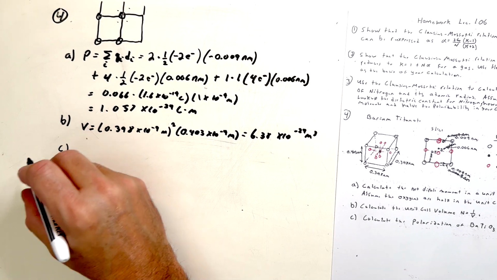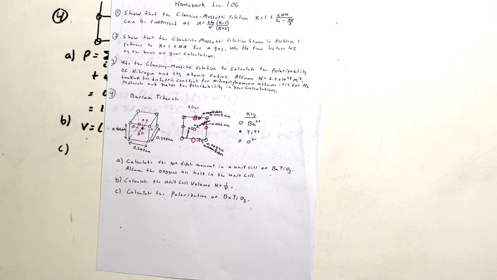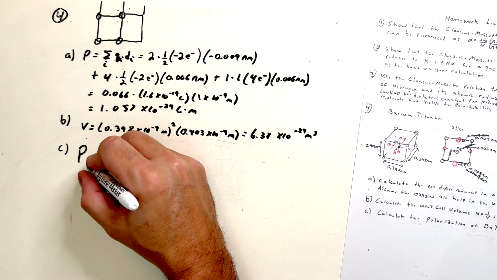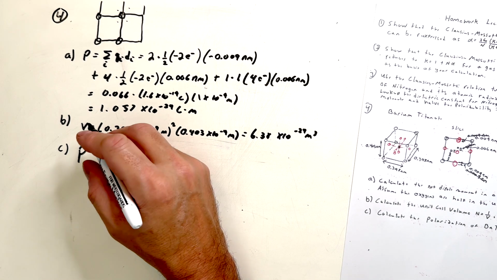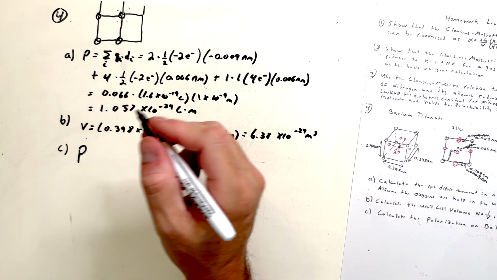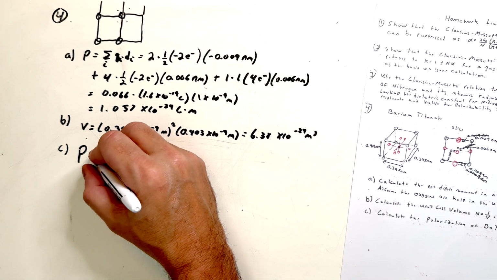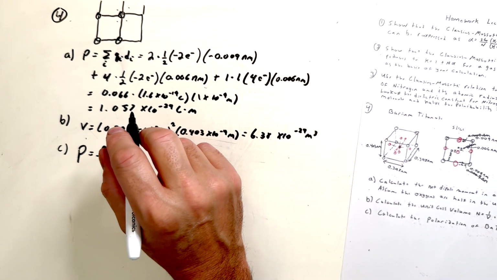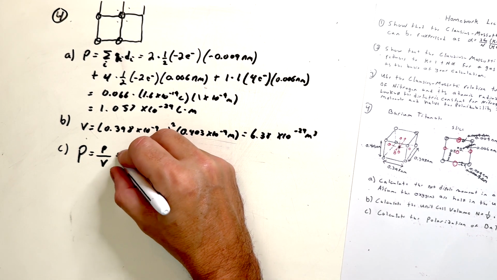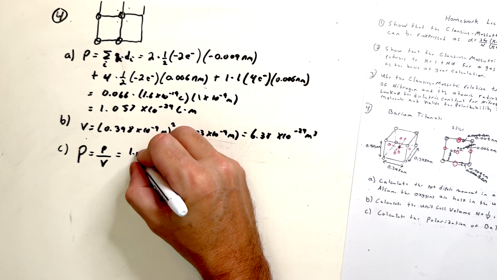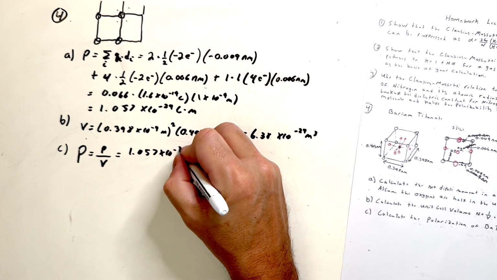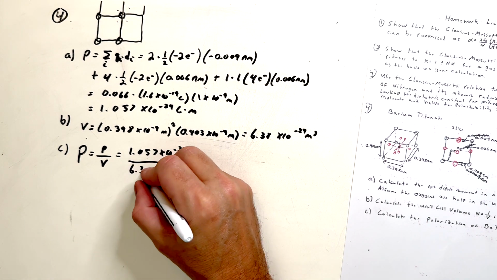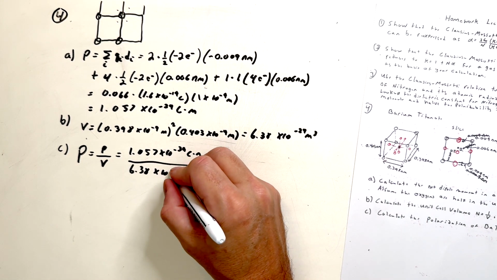All right, and then part C is to calculate the polarization of barium titanate. So for that, we just use the two parts, A and B, that we just did, because the polarization, big P, sorry about that in the last lecture, I couldn't remember the term polarization for some reason. I kept calling it dipole moment per unit volume, which is accurate, but it's easier to say polarization. Polarization, big P, is equal to the dipole moment, little p, divided by the volume, or the number of dipoles per unit volume. And that will be equal to, we just divide part A, which is the 1.057 times 10 to the minus 29 coulomb meters, by part B, the unit cell volume, which is 6.38 times 10 to the minus 29 cubic meters.